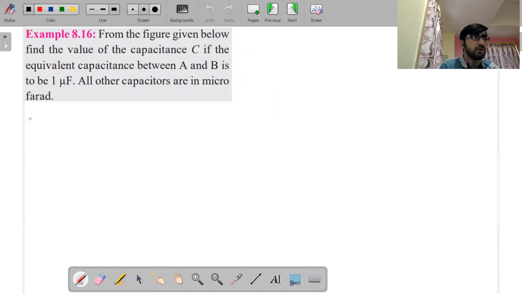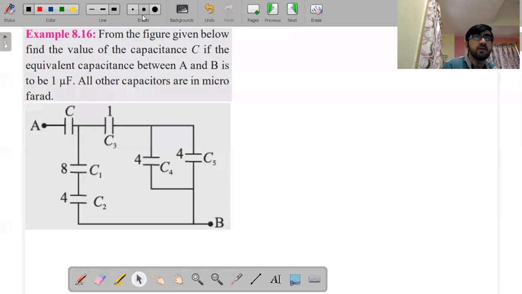From the figure given below, find the value of capacitance C if the equivalent capacitance between A and B is to be 1 microfarad. All capacitors are in microfarad. तो डायग्राम यहाँ पे प्रिंट नहीं हो पाई, let me just quickly print it. ओके, सो हियर वी आर। तो ये डायग्राम मिसिंग था। अकॉर्डिंग टू द क्वेश्चन हमको बोला है A और B पॉइंट्स के बीच में इक्विवेलेंट कैपेसिटेंस 1 माइक्रोफैरड का है। ओके, और हमको बोला है फाइंड द वैल्यू ऑफ कैपेसिटेंस C। C कैपेसिटेंस मतलब यहाँ पे इसकी आपको वैल्यू निकालने के लिए बोला गया है, राइट। तो हाउ डू वी डू इट?